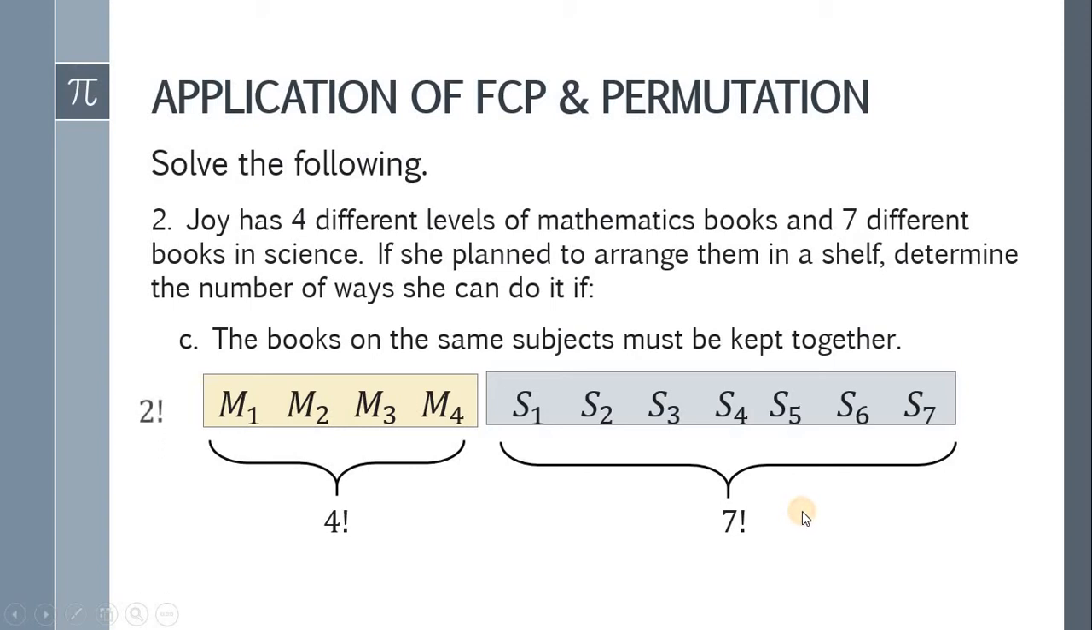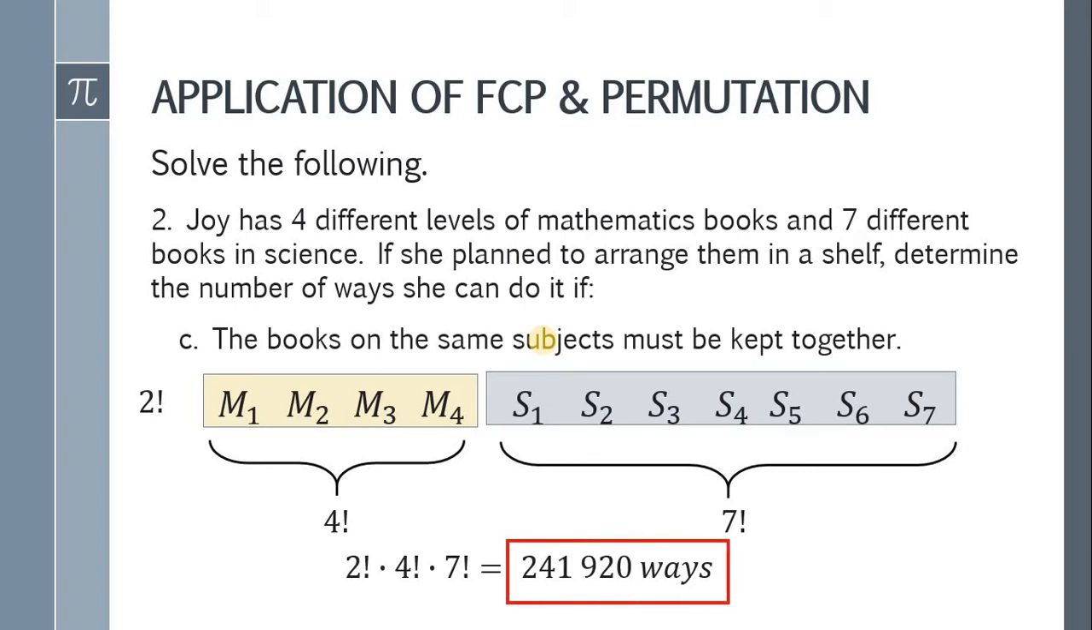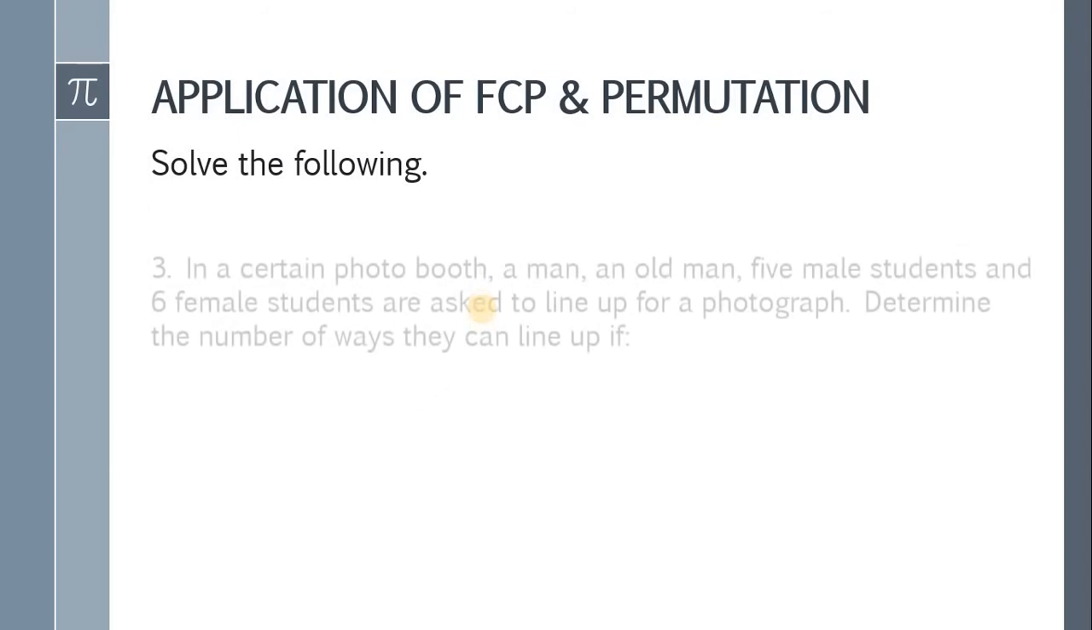Okay? Now, according to fundamental counting principle, yung total na natin ngayon must be 2 factorial times 4 factorial times 7 factorial. Therefore, we have 241,920 different ways para i-arrange lahat ng math books na magkakasama at lahat ng science books na magkakasama. And we're done. Now, let's have the question number 3.